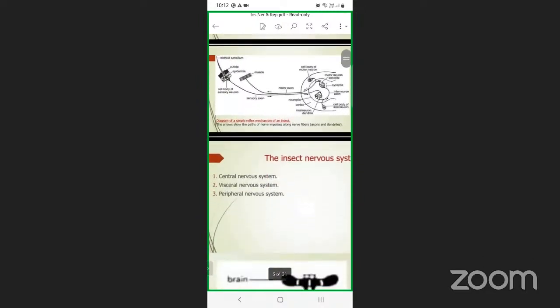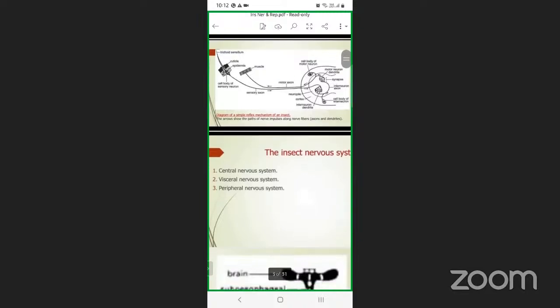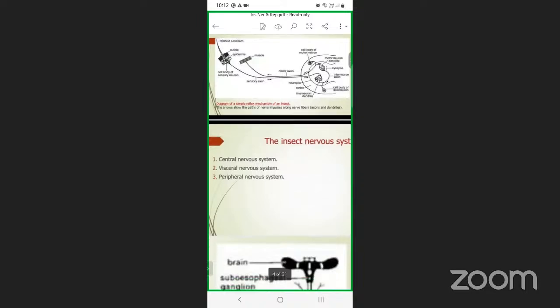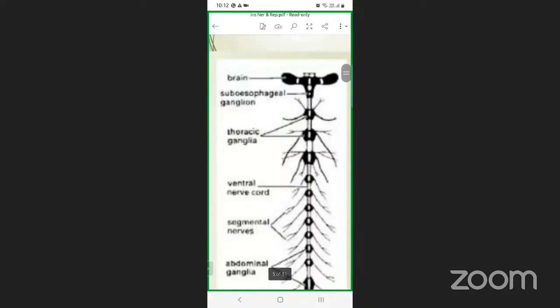So here we see that the insect nervous system also has the central nervous system, visceral nervous system, and peripheral nervous system. Coming to the brain part, we see how many ganglia are there in the abdominal region, how many ganglia are there in the thoracic region, and how many ganglia fuse to form the brain. Coming to the diagram explanation, the brain is a fusion of two ganglia which forms a commissure.